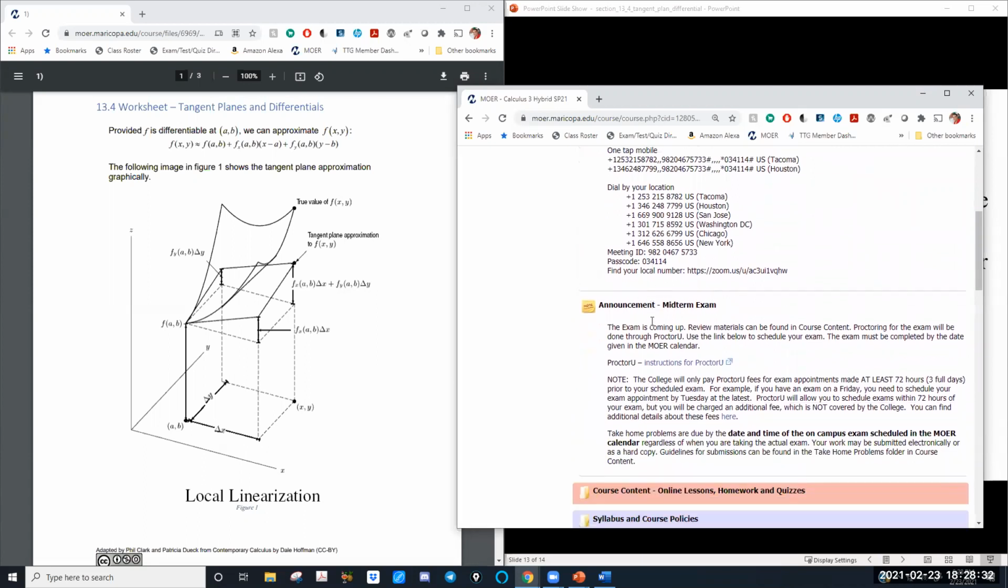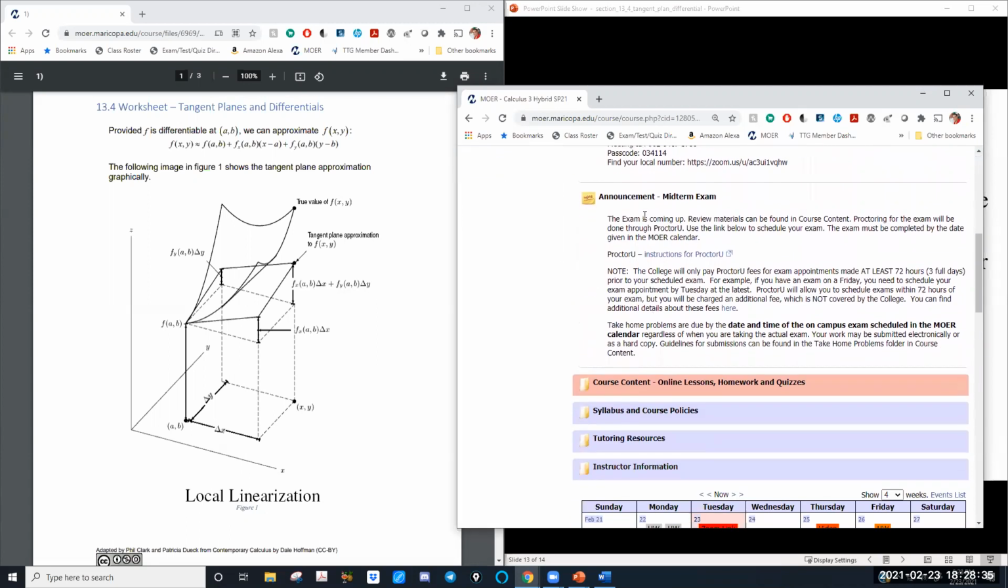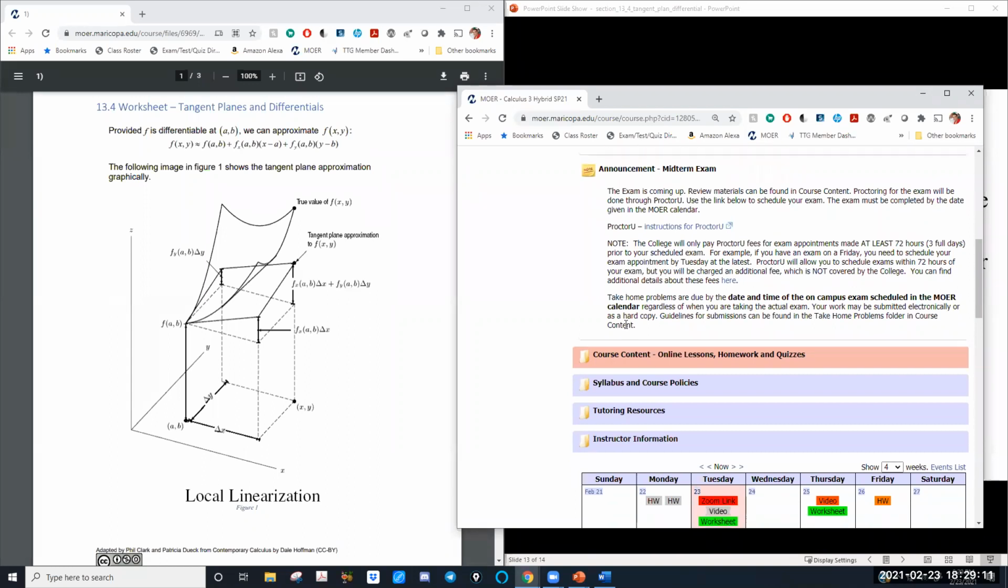You've got instructions right here for the midterm exam about how to sign up with ProctorU and sign up for the exam. So if you know when you want to take it, you guys can go ahead and do that. Just look out because they do charge an additional fee if you schedule within 72 hours of your exam taking time, and we want to avoid that. So once you have an account in ProctorU, you'll be able to find our Calculus 3 exam. You'll see it under my name, and it will have our course section number in it.